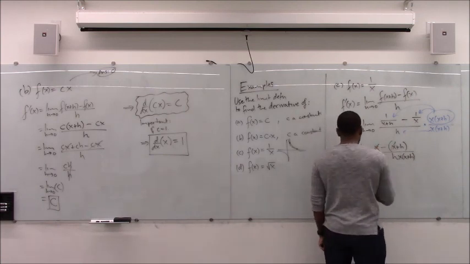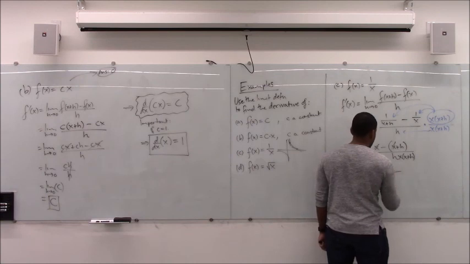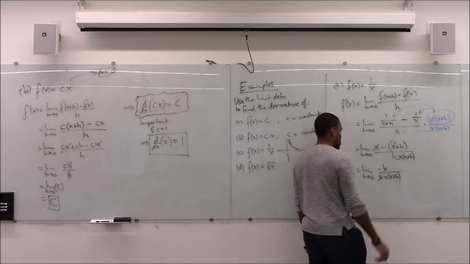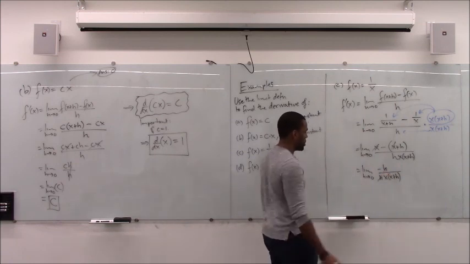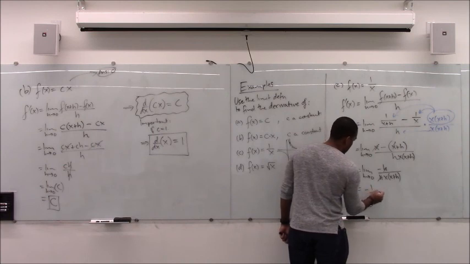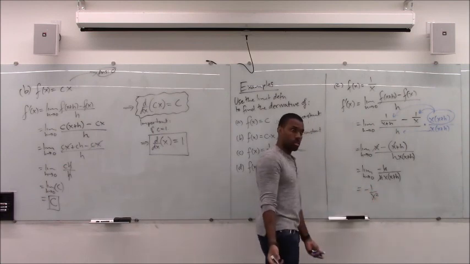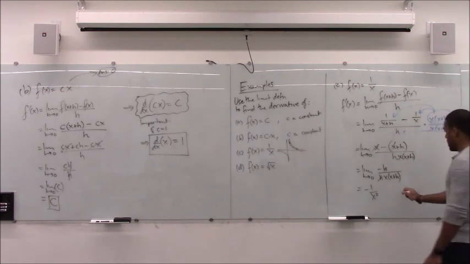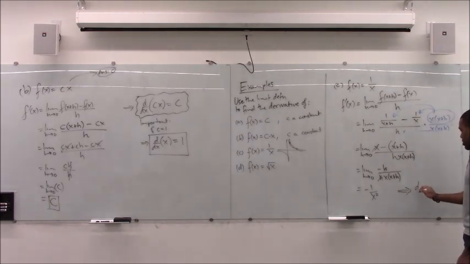Now, of course, the x's are going to kill each other. We're going to end up having minus h over h times x plus h. H's cancel. And now I can plug in h equals 0. Minus 1 over x squared is going to be the answer. And so that's something that you know now: the derivative of 1 over x is minus 1 over x squared. That is a formula that will give us the slope at any point.